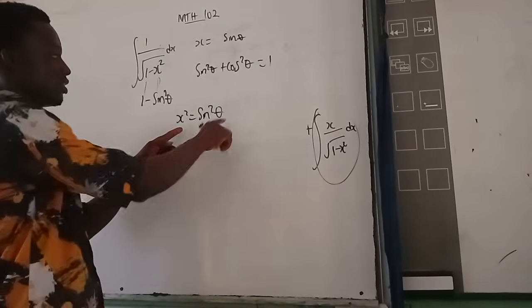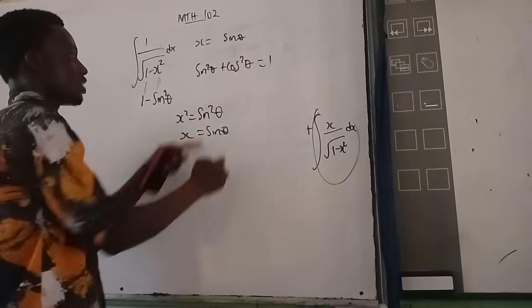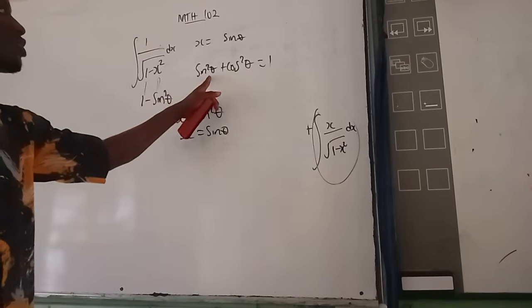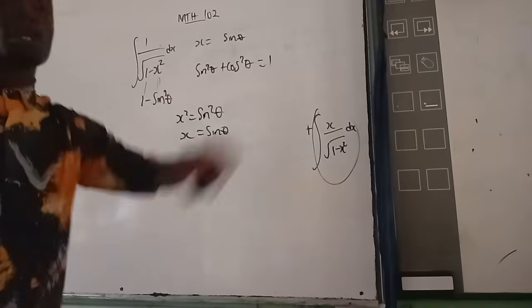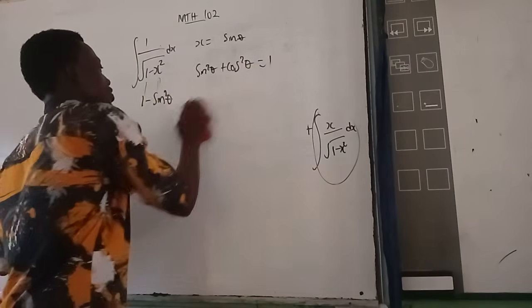So now, that means here, if x square is sine square theta, that means x equals what? Sine theta. So that's where the idea comes from. I can also use cos theta because for this one, if you make sine square theta the center of the formula, you are going to get 1 minus cos square theta. So it's either you use x is sine theta or x is cos theta. So that's that for that.